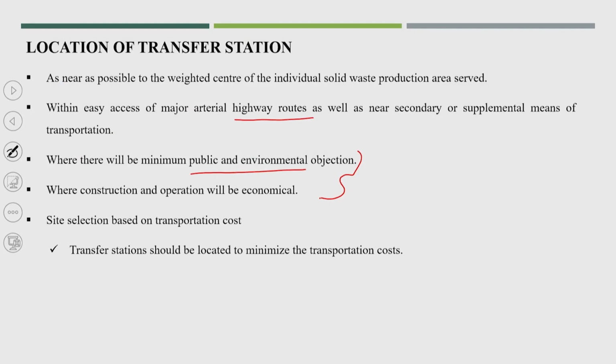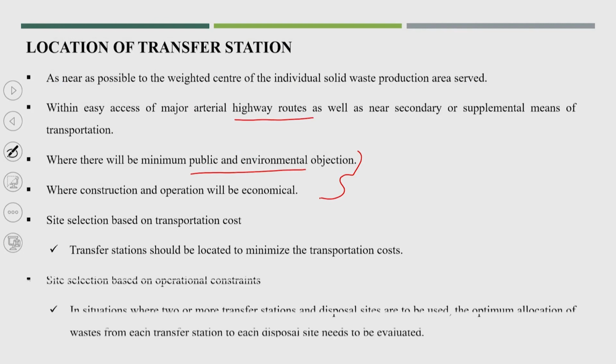And site selection based on transportation cost is an important one. The transfer station should be located to minimize the transportation cost. And site selection is also based on operational constraints, like in situations where two or more transfer stations and disposal sites are to be used, the optimal routing of waste from each transfer station to each disposal site needs to be evaluated.